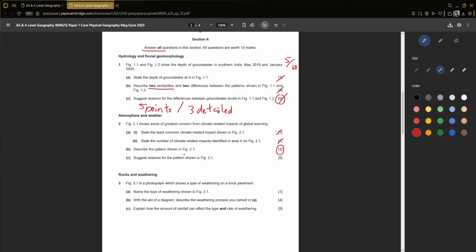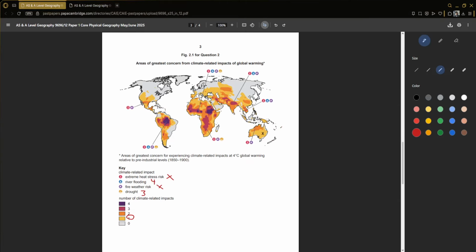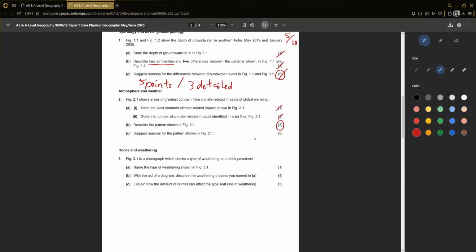And that's 2 or 3 patterns over here, but if you want another pattern, you can talk about the islands. The fact that islands like Madagascar, around Indonesia and the Philippines, the Caribbeans don't have much climate-related impacts, whereas in continental areas, you get a lot of that, and that's another pattern you can mention. So that's 3 marks ticked off, and now you have to suggest reasons.